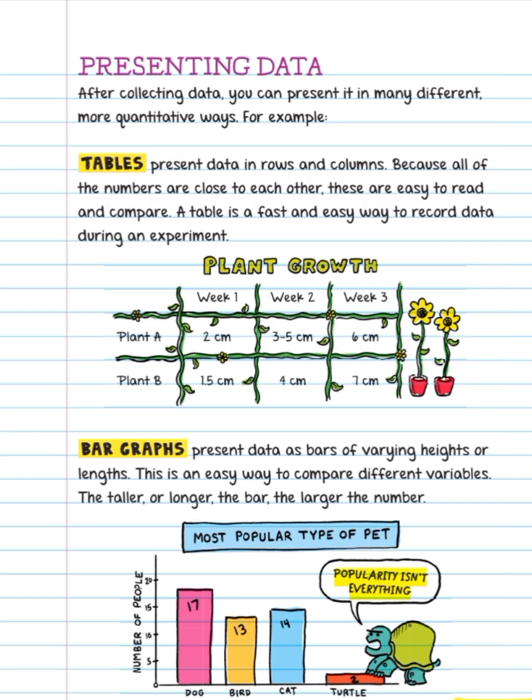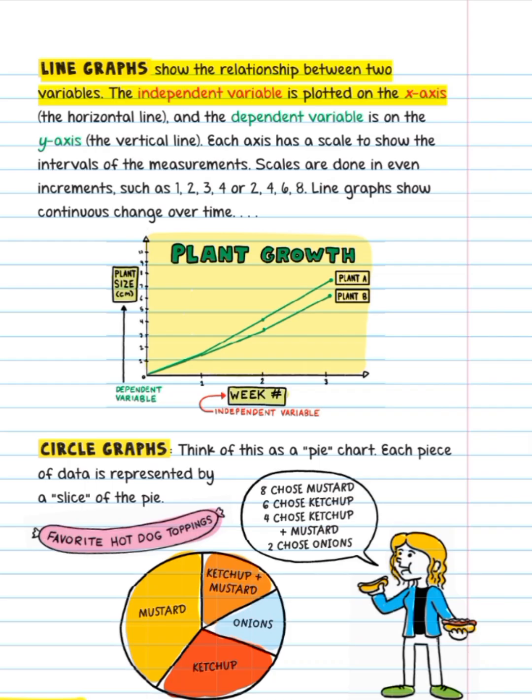Line graphs show the relationship between two variables. The independent variable is plotted on the x-axis, the horizontal line, and the dependent variable is on the y-axis, the vertical line. Each axis has a scale to show the intervals of the measurements. Scales are done in even increments, such as 1, 2, 3, 4 or 2, 4, 6, 8. Line graphs show continuous change over time.